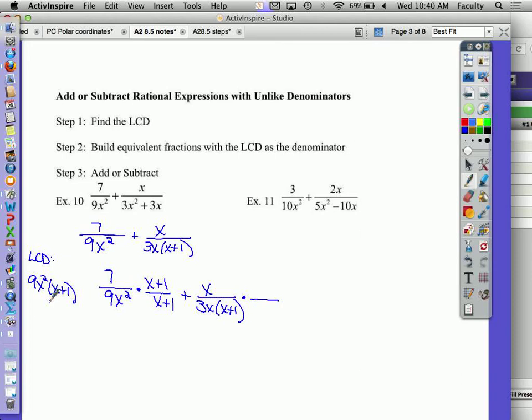I don't know. Henry? 3x. 3x. Do you see I already have the x plus 1, and you're coming back over here to the LCD. I've got an x plus 1, and I have a 3x, but I need to get a 9x squared. Okay? So you're asking yourself what's missing.